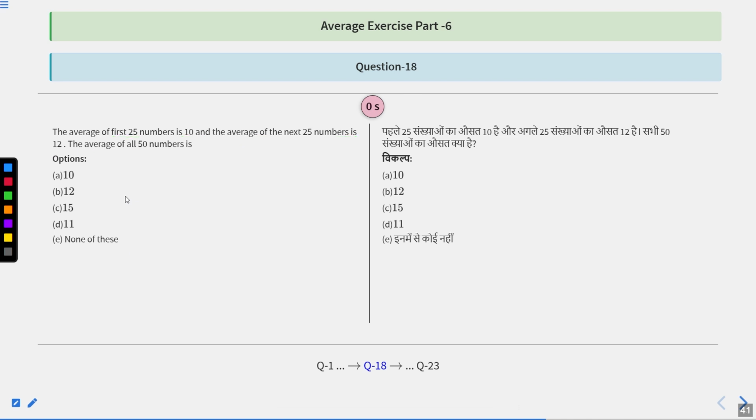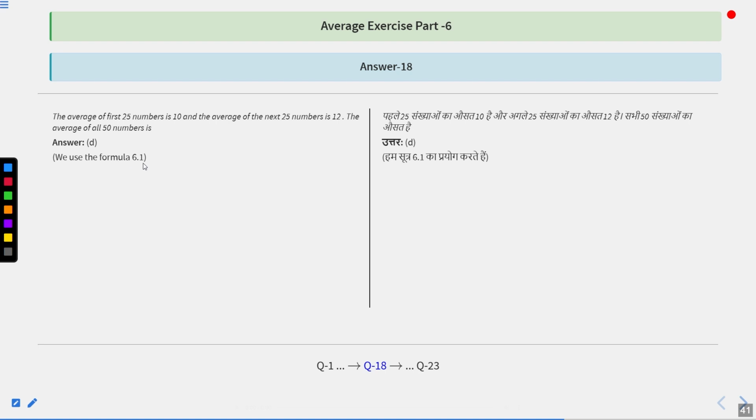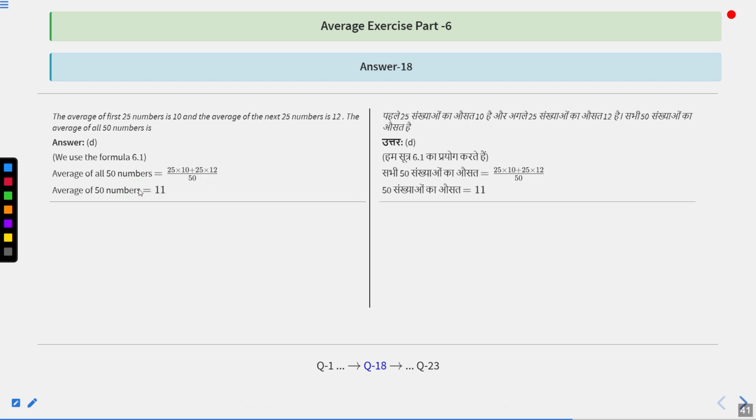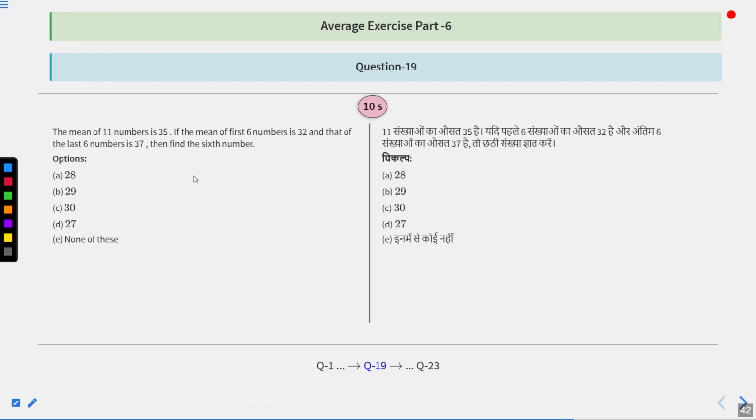Now time's up. Let's see the solution. We use formula 6.1. The average of all 50 numbers will be the sum of the numbers upon the total number. So 25 into 10 plus 25 into 12. This is our sum. And how many numbers are there? 50 numbers. So we can easily calculate it. Now the average will become 11. Clear? Next one.